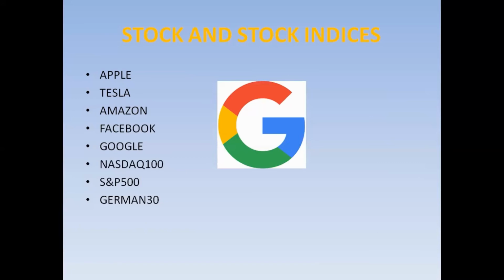We have the S&P 500, which stands for Standard and Poor's 500. We have the German 30. The German 30 is from the Eurozone. Okay, you can see that as DE30 on your brokerage account.